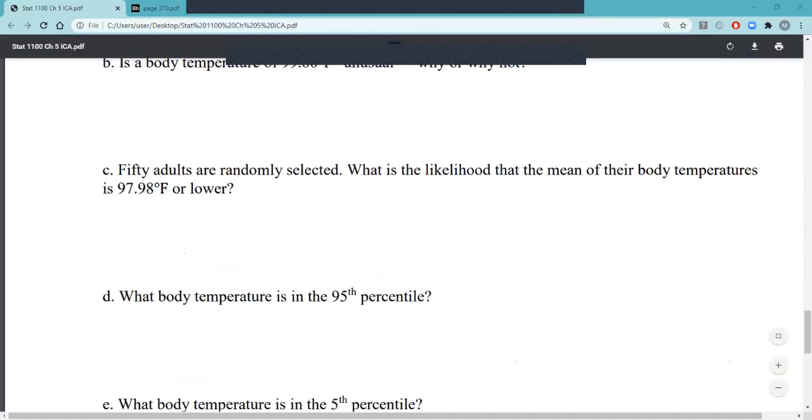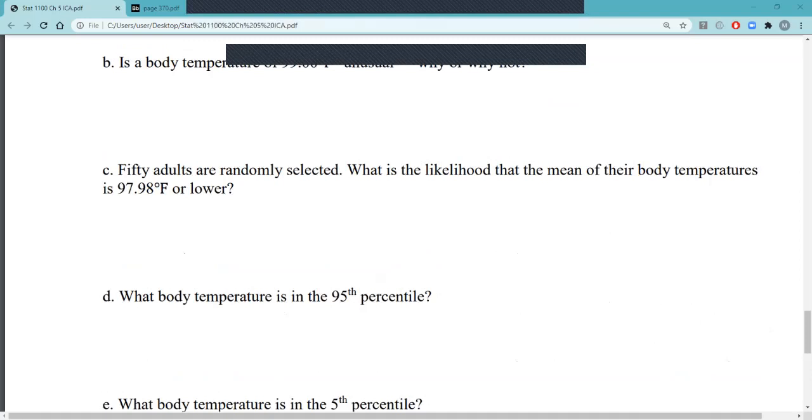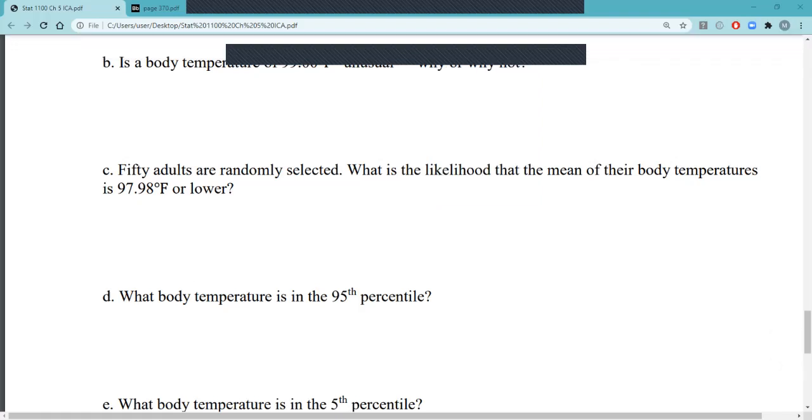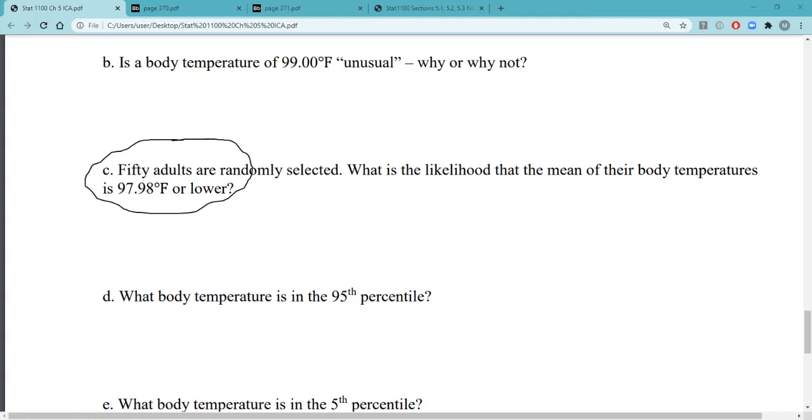Looking at part C, it says 50 adults are randomly selected. What is the likelihood that the mean of their body temperatures is 97.98 degrees Fahrenheit or lower? So now we can see that we have a bit of information that is different than normal. We're looking at 50 individuals versus 1. So this is a perfect example of when the central limit theorem comes into play.